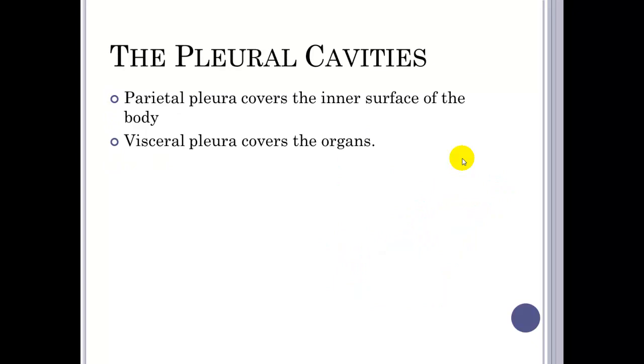Pleural cavities. Parietal pleura covers the inner surface of the body, and the visceral pleura covers the organs. And if we'll just make note of this at this point one more time, I think I pointed this out before. Anything that says visceral pleura pretty much is touching the organ, viscera, organs.